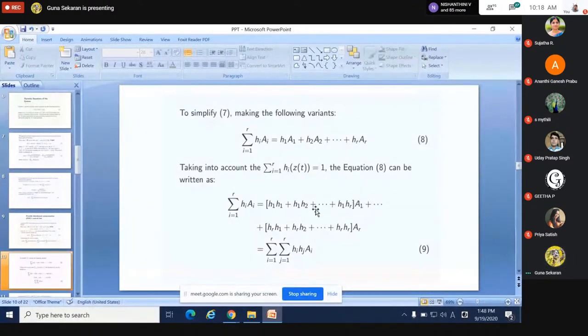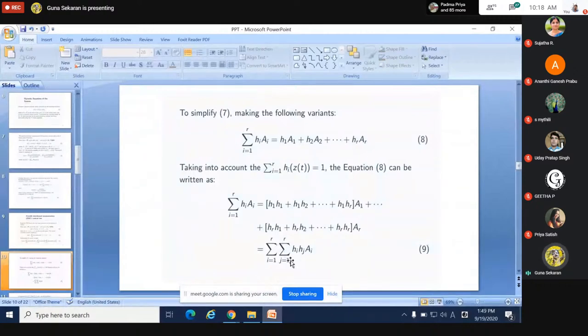h1, h2, up to h_r, and A1. That means we can take h1 outside, another one h2 outside, and h_r outside, and then totally we can choose the same initial one. So we have h_r, h1, h_r, h2, and then h_r, h_r. That means we can choose the summation i ranges 1 to r, summation j ranges 1 to r, h_i h_j A_i. That means the summation h_i A_i, here the input. Summation j ranges 1 to r, h_j equal to 1.